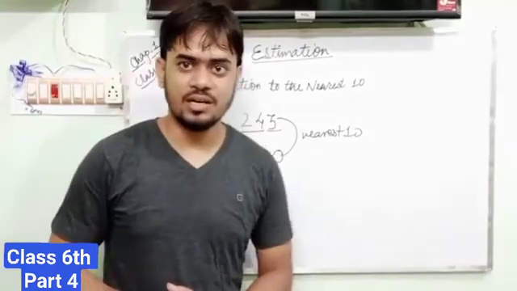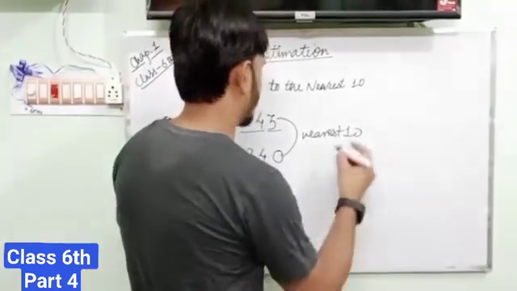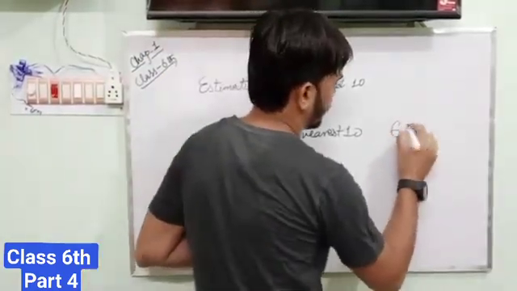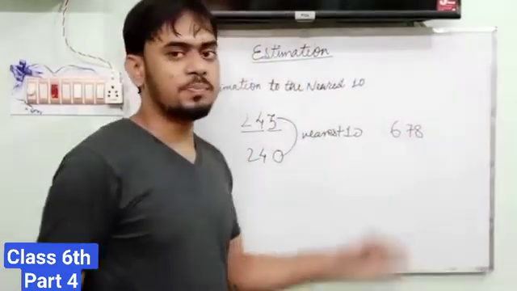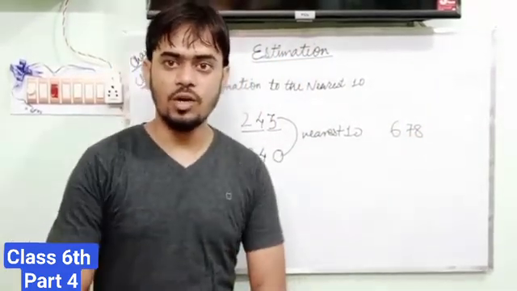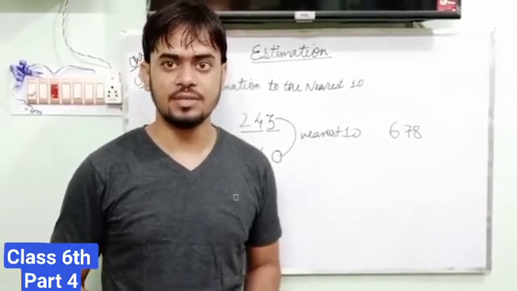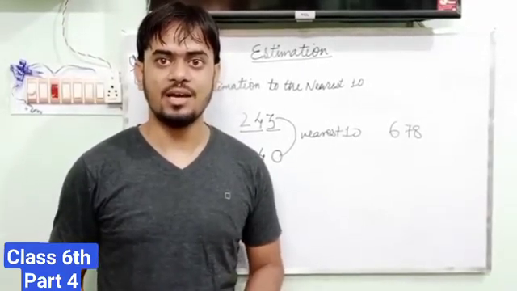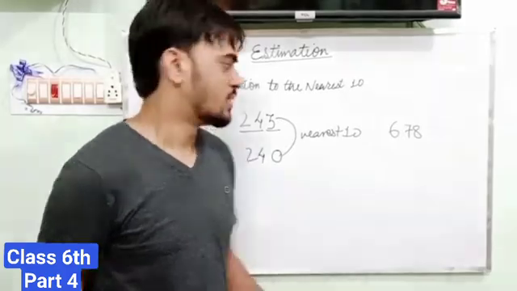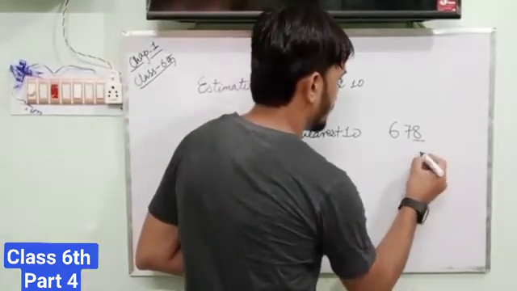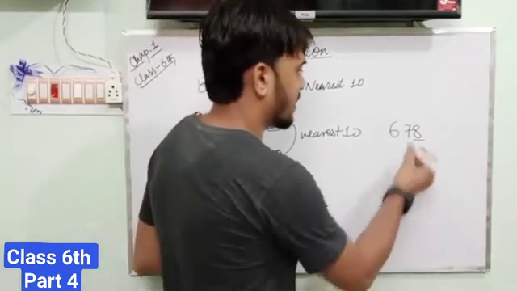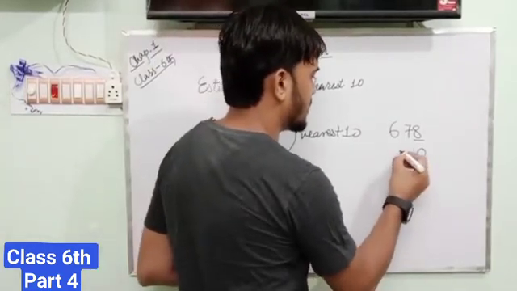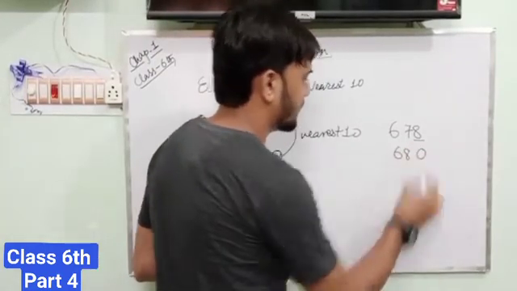And step 3: if your ones place digit is equal to 5 or more than 5, like 6, 7, 8, 9, the digit is also replaced by 0 and the rest of the number should be increased by 1.